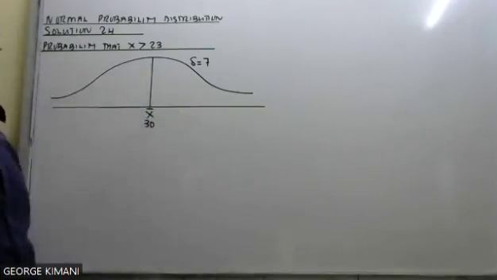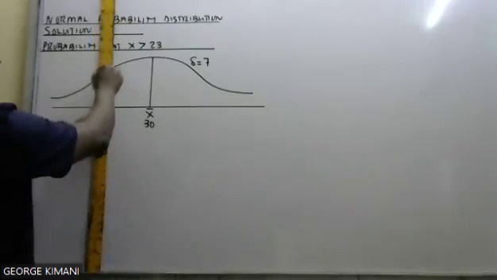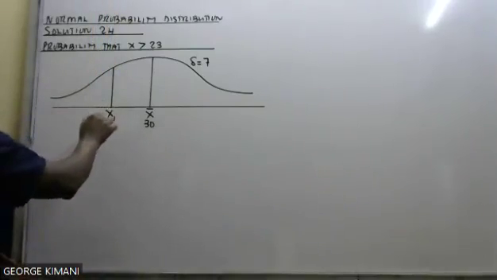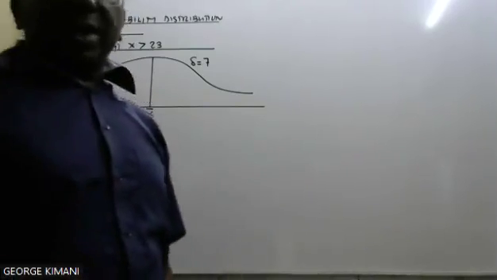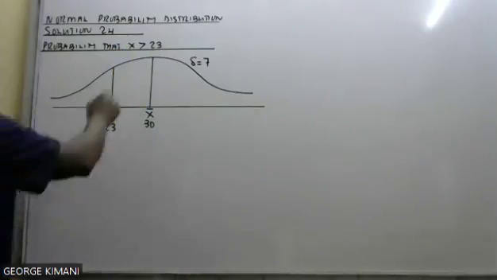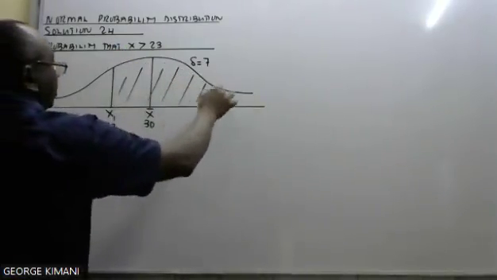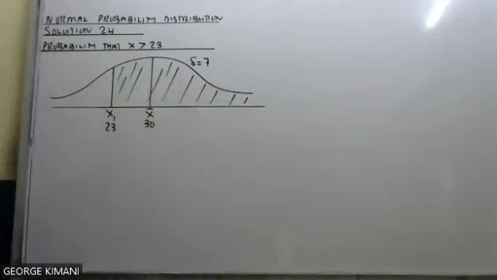So when you're looking for 23, it is on the lower side here. So you estimate here and put x1 here as 23. And make sure you write exactly the way I'm writing. Then when you're looking for x greater than 23, we want this side. So you shade this side this way. That is the side that you want.